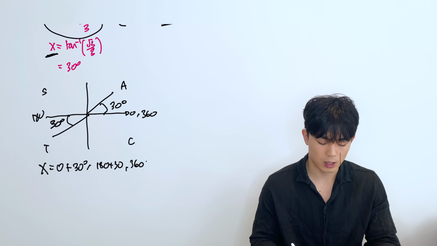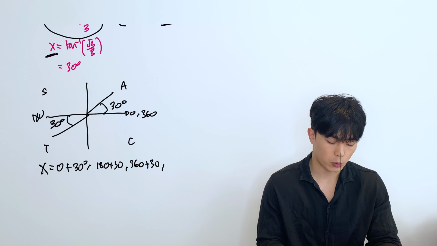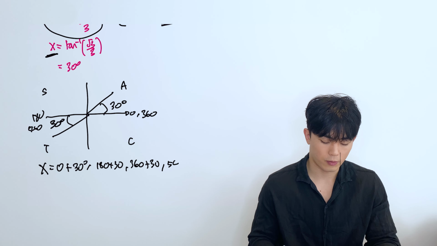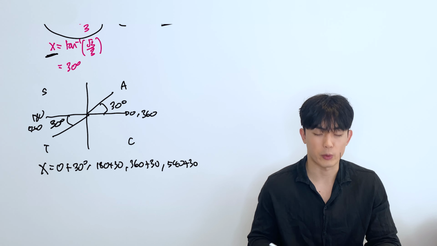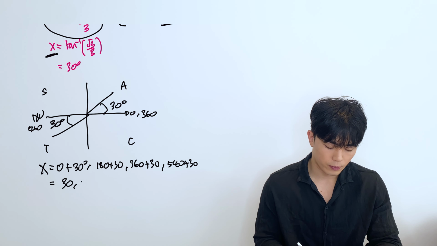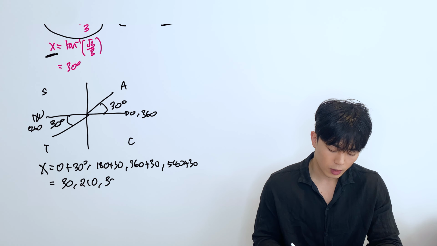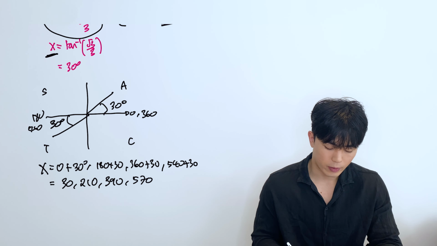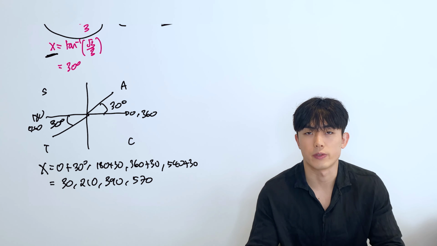So we do 360 plus 30 degrees. This one will now be 540 degrees, so 540 plus 30 degrees, and we stop here because that's the limit of the range. So x values will be 30, 210, 390, and 570 degrees. So we found the solutions for x.